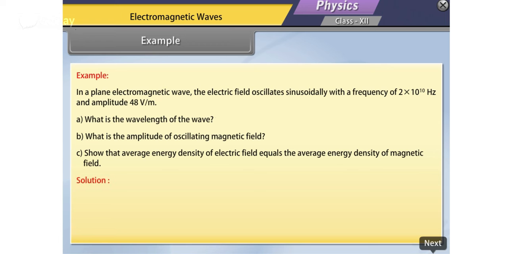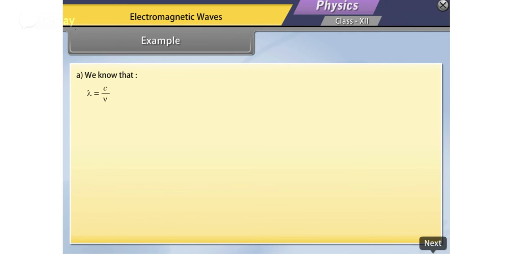Let's see the solution. Given values are nu, which is equal to 2 × 10^10 Hertz, E naught equals 48 volt per meter. We know that lambda is equal to c upon nu. By putting and calculating the values, we get the wavelength of the wave, which is equal to 1.5 × 10^-2 meter.